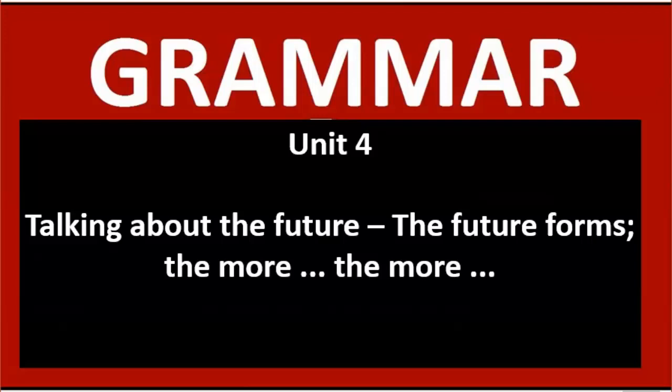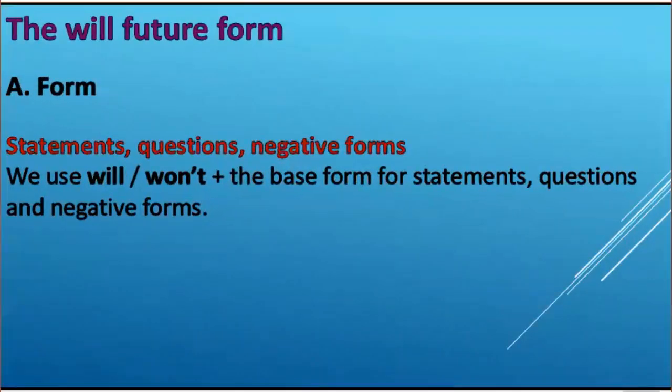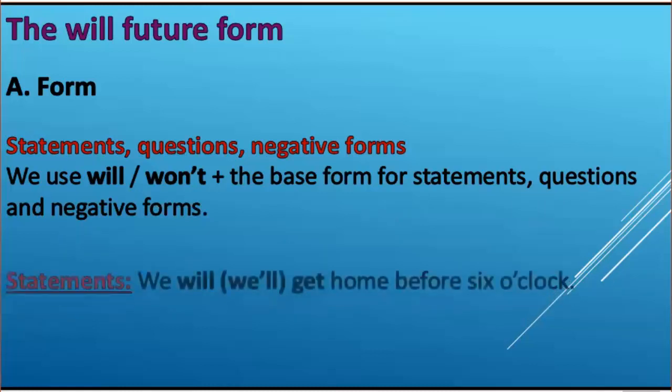We have another rule, using as comparative subject. The first form of using the future is the will future form. How to form a sentence, a question, or a negative sentence using will. Most of you know that we use will or won't to build the base form for statements, questions, and negative forms. Let's see some examples.